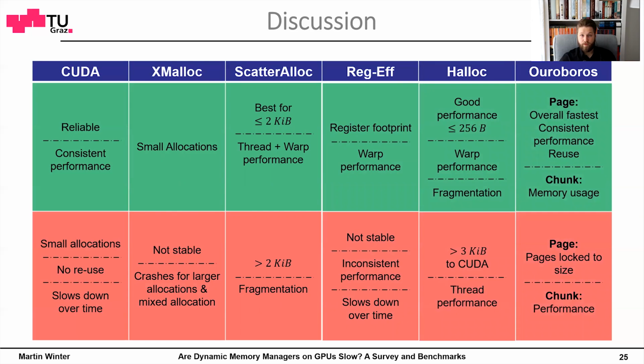And page-based Oroboros and chunk-based Oroboros can be viewed separately here. Page-based is overall the fastest, with efficient reuse and great performance, but chunks allocated to a page size remain with this size. Chunk-based is clearly focused on memory efficiency, which it shows, but then falls back when we look at performance, only performing middle of the pack there.